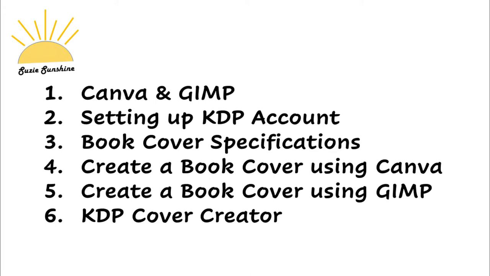So we're going to go through 6 key areas today. First of all, downloading the free software that we're going to use, Canva and Gimp. Then setting up your KDP account if you haven't done that already, and looking at the book specifications that Amazon give you if you're going to create a book cover from scratch. How to create a book cover using Canva, how to create a book cover using Gimp, and then we'll go into the cover creator itself within Amazon and we'll load up the book covers we've created, and we'll also look at how you can create one from scratch from within Cover Creator itself.